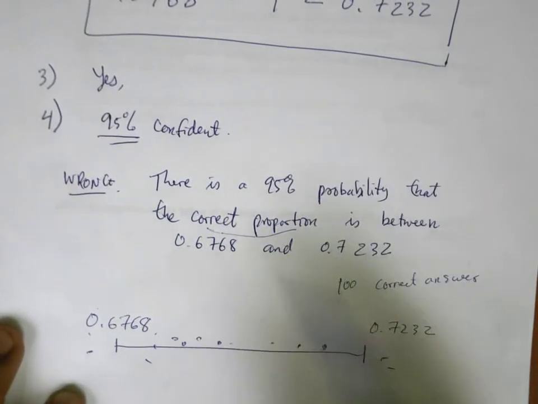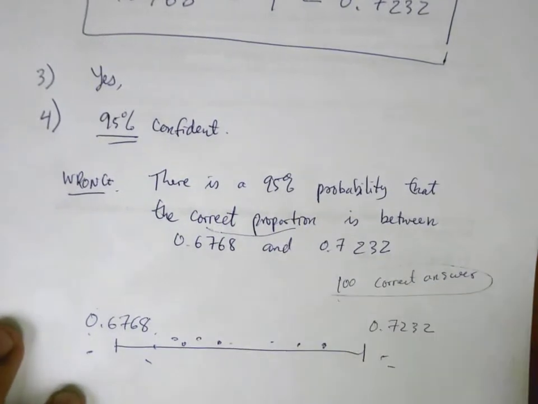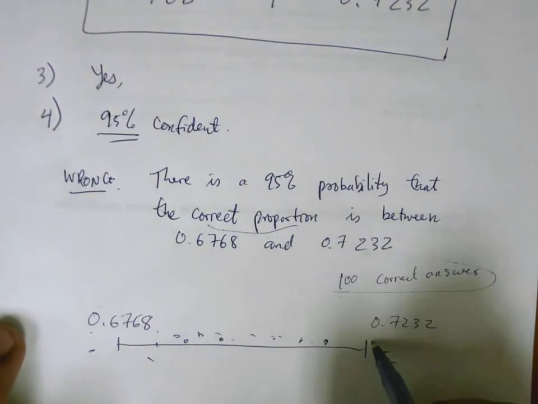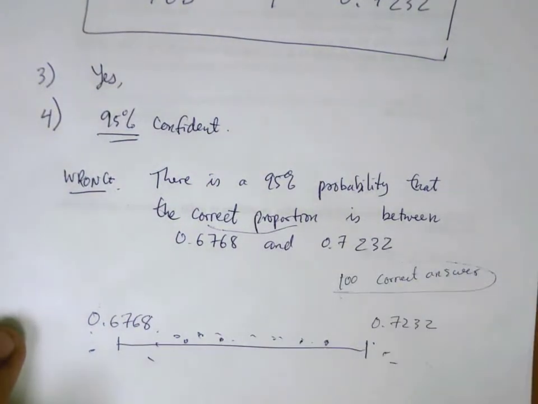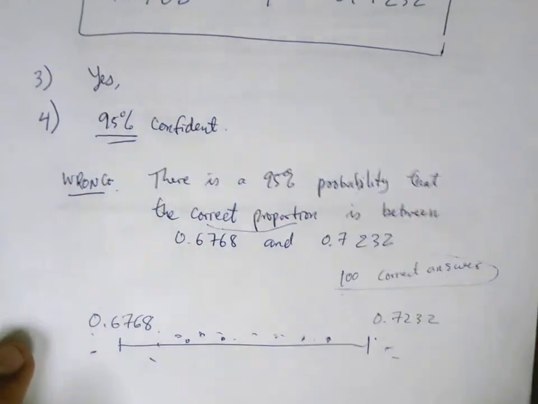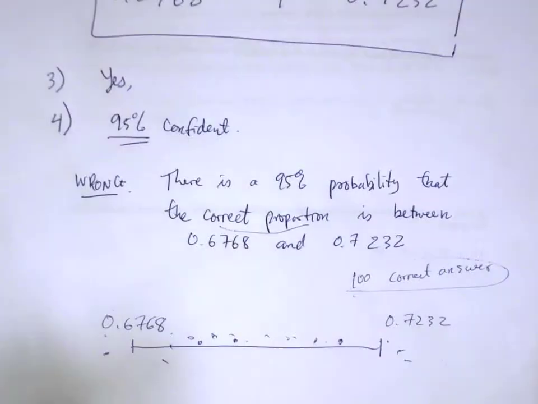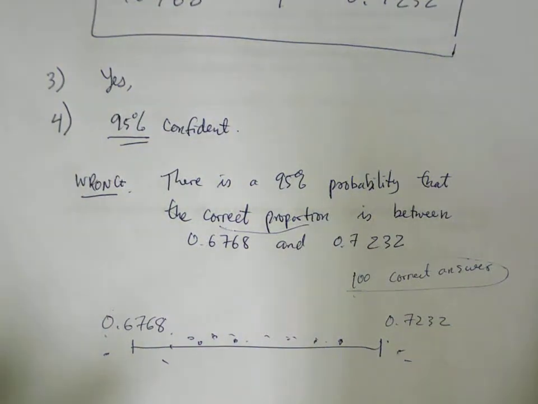There's about 100 different correct answers, and there's a lot of them in this interval, and then a few of them outside. And that is completely wrong. Okay? Although it seems to make sense when we say it like that, because the truth is there is only one correct answer. Okay, so let me give you the right way to say this.